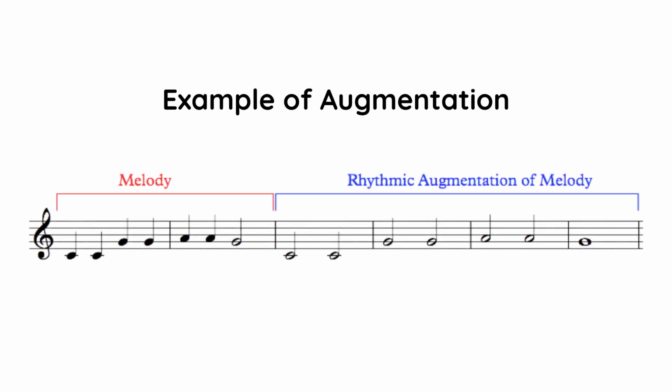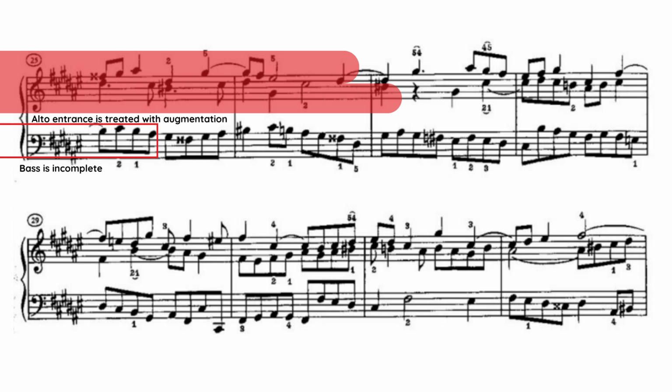Let's look at one example. The original melody on the left consists of quarter notes and the half note. On the melody which applies augmentation, those quarter notes became half notes, and the half note became a whole note. This made the augmented part twice as long. Now going back to the fugue, I did not shade the bass entry fully because it is incomplete.